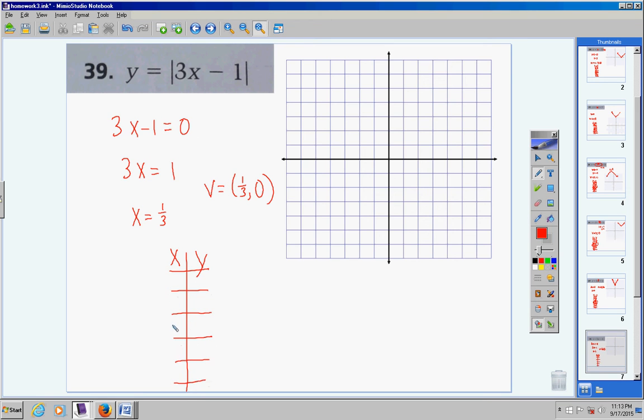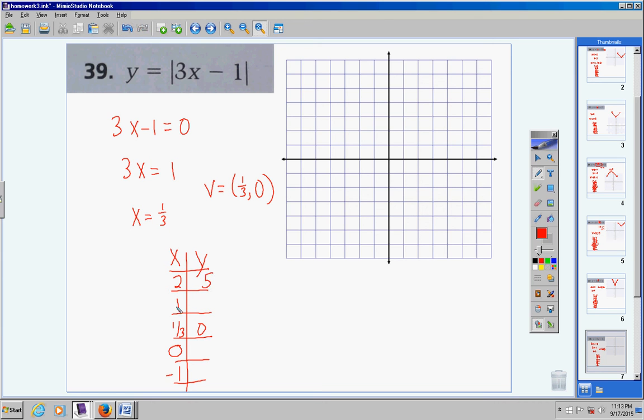So right here in the middle is 1/3, 0. Now, when you go up, you do not have to go to 1 1/3 and 2 1/3. Just go to the nearest whole number, which is 1, and then 2. Now going down, go to the next nearest whole number, 0, and then negative 1. And now we're good. Now, we're going to put a 2 in for x. 3 times 2 is 6. 6 minus 1 is 5. The absolute value of 5 is 5.